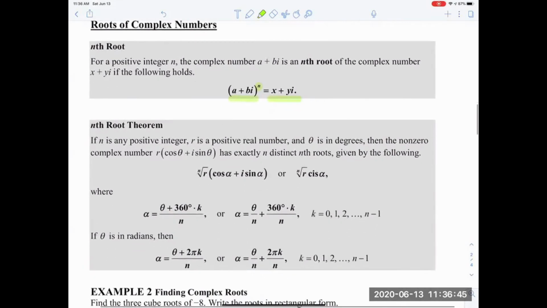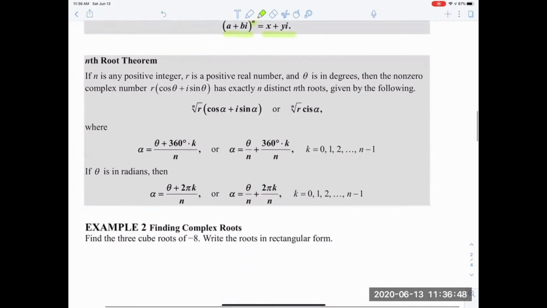Now, what if you have to deal with the Nth Root Theory? You still have a positive integer n, and r is a positive real number, and you have theta in degrees. Then you have a non-zero complex number, which is r cosine of theta plus i r sine of theta. So let's say this time they give you the complex number in that form, where you have r and theta involved. Then they ask you how many distinct nth roots you have. In other words, they ask you, can you extract a root of order n from such a number? And yes, you can sure do that.